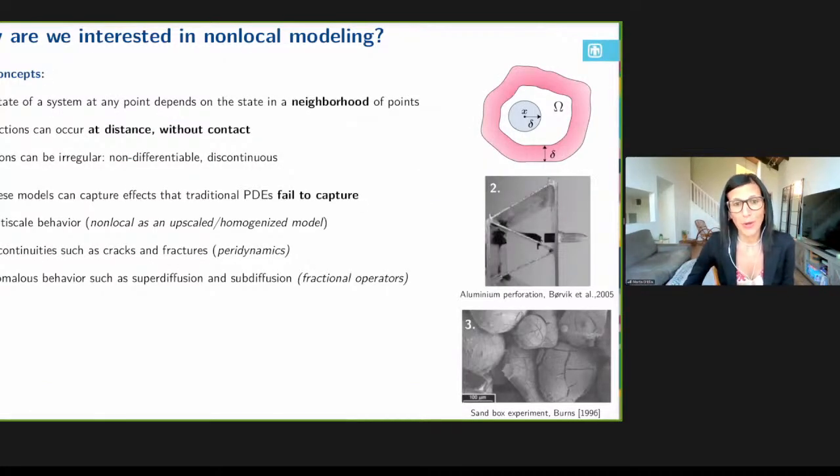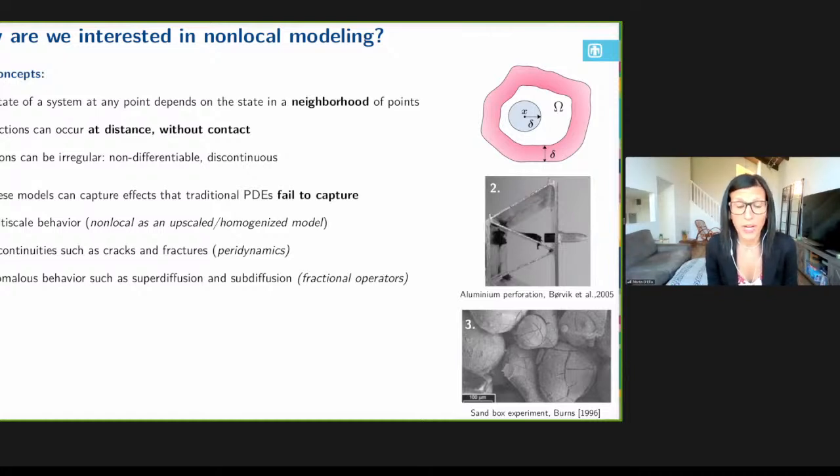All right, I'm going to start from the non-local models we're interested in. Of course, I'm sure you're all familiar with the concept of non-locality, but since this workshop is about fractional, I want to have a little introduction on operators that are not necessarily fractional, but where the non-locality may be restricted to much smaller neighborhoods. So we're interested in systems where the state of a system at a point depends on a neighborhood of points that can be finite or infinite or very small compared to the size of the domain. In these models, interactions can occur at a distance and without contact, and solutions can be irregular, so they don't have to be differentiable, they can be discontinuous. We're interested in these models because they can capture effects that traditional PDEs fail to capture. And in particular, what we can capture is multi-scale behavior. And in this context, non-local models can be seen as upscaled or homogenized models.